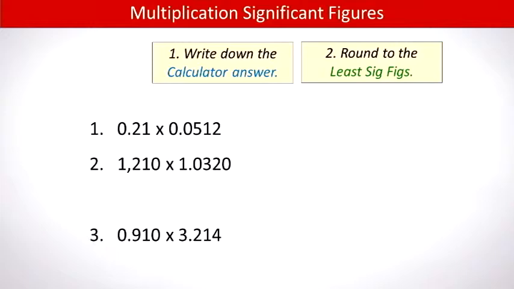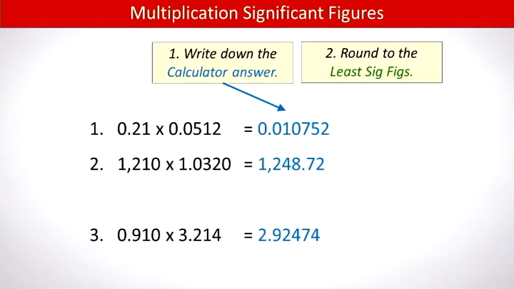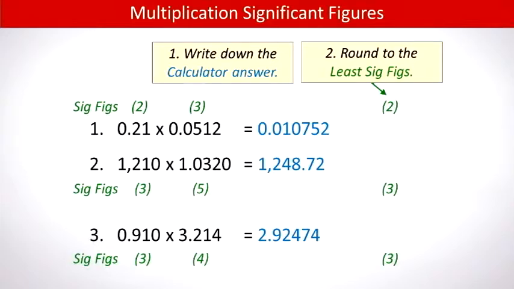Consider these problems shown here. First rule is to write down the calculator answer. If we punch this through in our calculator, we'll see the following answers. Next, simply round off based upon the rules of significant figures. Notice here on the left side, I've shown the number of significant figures in each of the digits we use to do the multiplication.